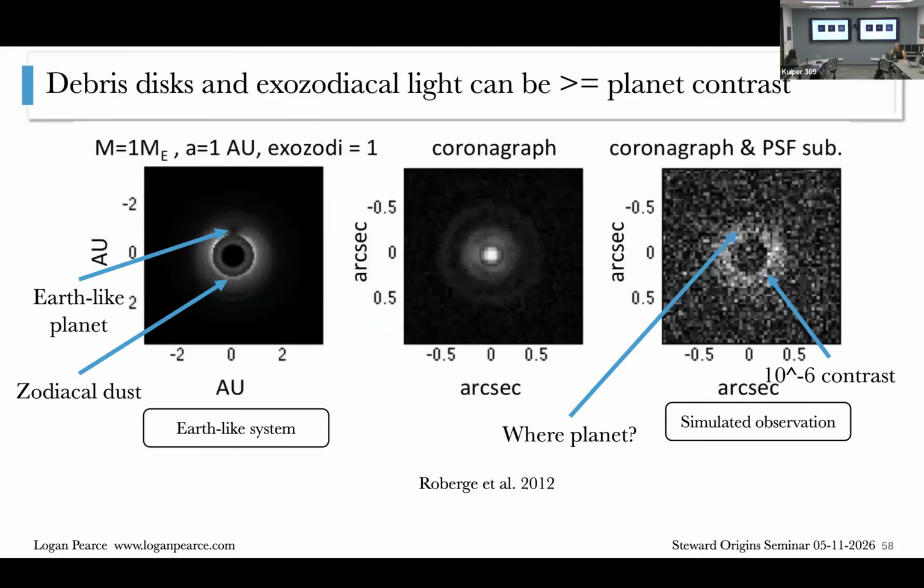Debris disks and exozodiacal light can be greater than the planet's contrast. This is a simulation of an Earth-like system with an Earth-like zodiacal dust pumped through a simulated coronagraph to produce a simulated image where the zodiacal light, just the dust near the location of Earth, is at 10 to the minus 6, so it's brighter than the planet.